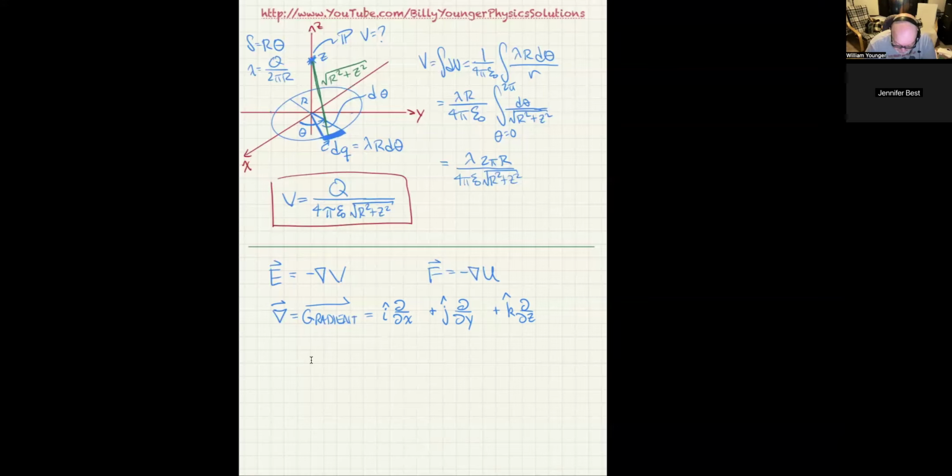In the case of the first term, it's the derivative with respect to x, pretending like y and z are constants. In the second term, it's going to be with respect to y, pretending like x and z are constants. And in the third term, it's going to be with respect to z as if the x and y are constants.